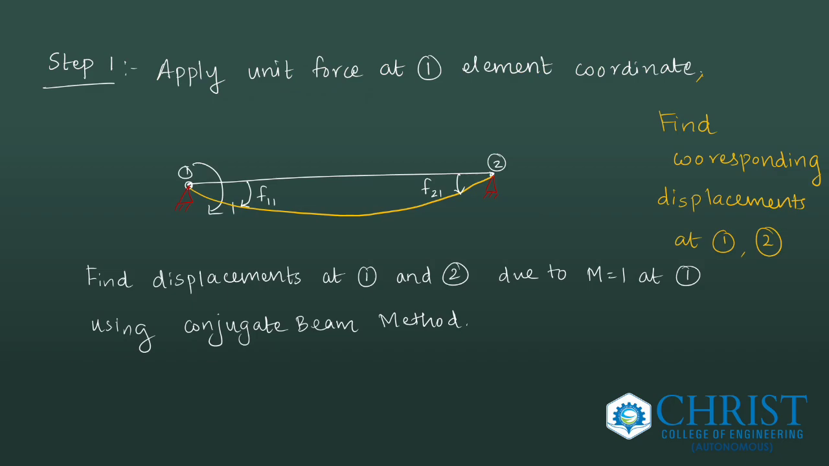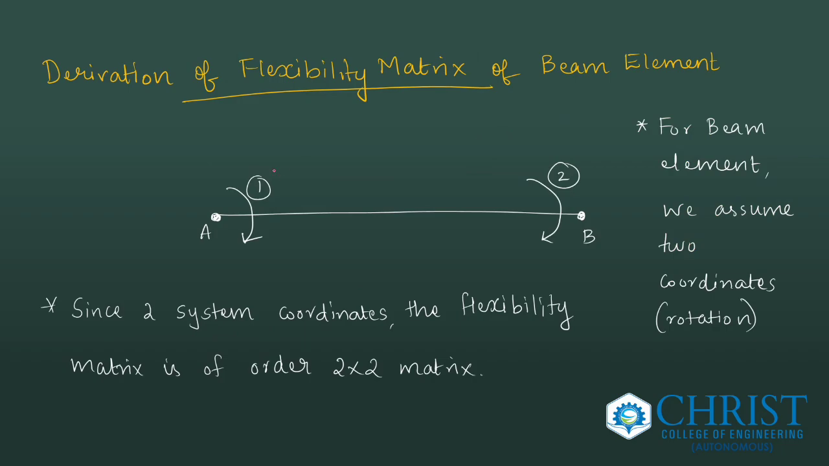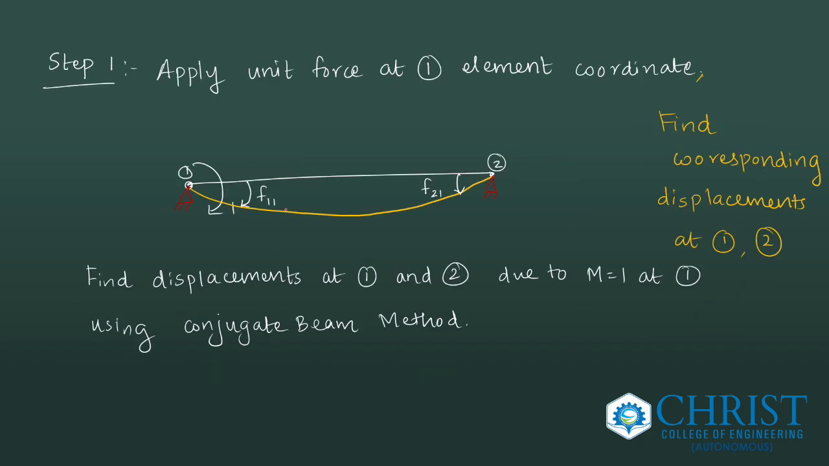How we will derive? Let's see. First step is apply unit force at a first element coordinate. This is an element level approach. So we are applying unit force at the first coordinate point. That is, we have two coordinates, 1 and 2. We are using the principle of superposition and applying the first load only, keeping the other load removed. So first load I applied and find the corresponding values of load, that is flexibility values.